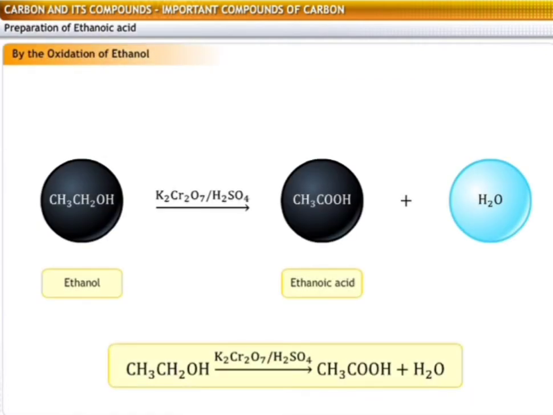In the laboratory, ethanoic acid is prepared by the oxidation of ethanol. Ethanol is treated with acidified potassium permanganate or acidified potassium dichromate to oxidize it to ethanoic acid.